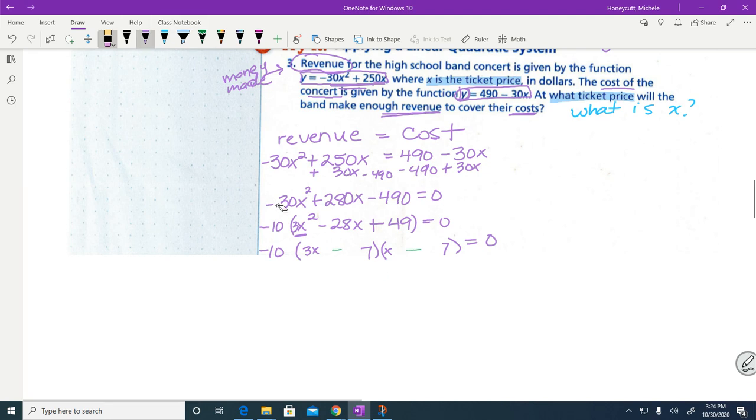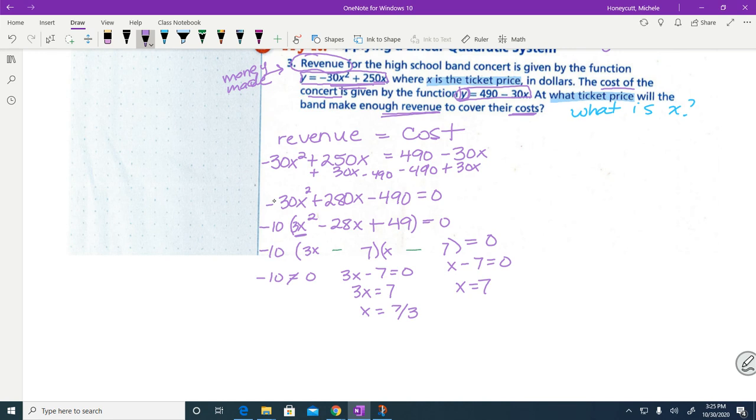Okay, so now let's apply the zero product property. Set each factor equal to 0. Negative 10 equals 0, which is not true. 3x minus 7 equals 0, and x minus 7 equals 0. So 3x would be 7, and x would be 7/3. For the other one, add 7 to both sides, and x would be 7.